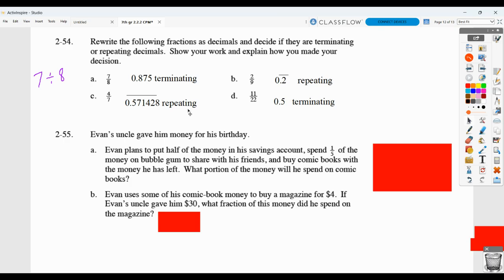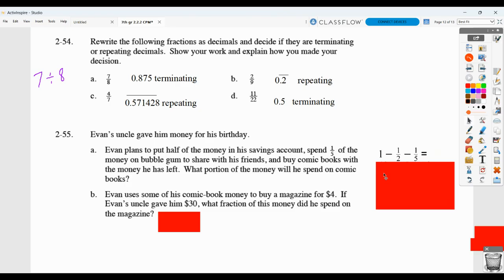For 25, Evan plans to put half of the money that his uncle gave him in his savings account, spend 1/5 of the money on bubblegum to share with his friends, and buy comic books with the money that is left. What portion of money will he spend on comic books?